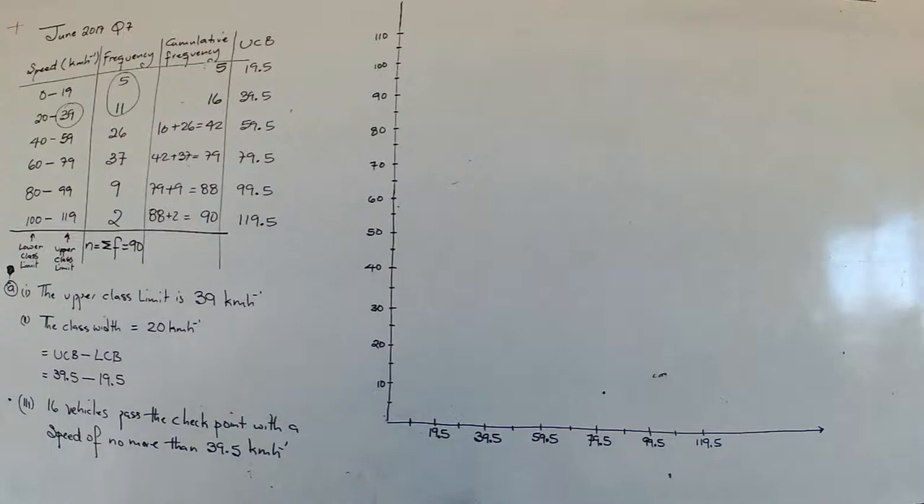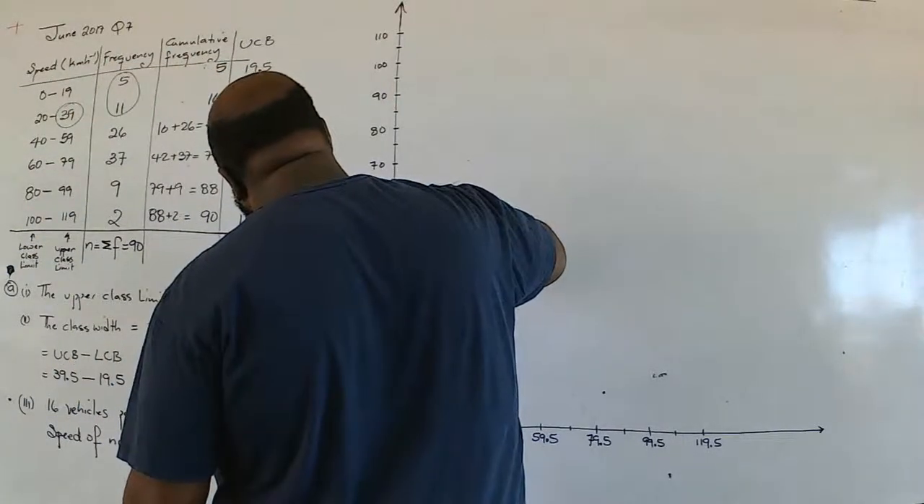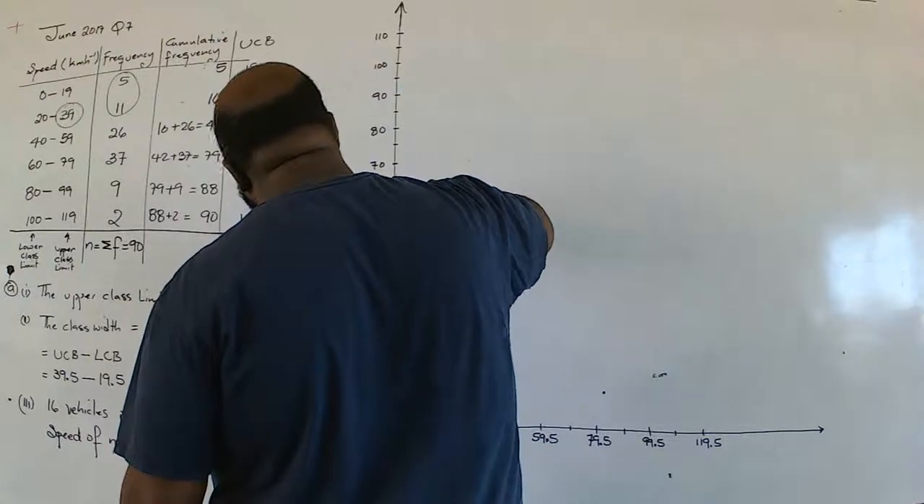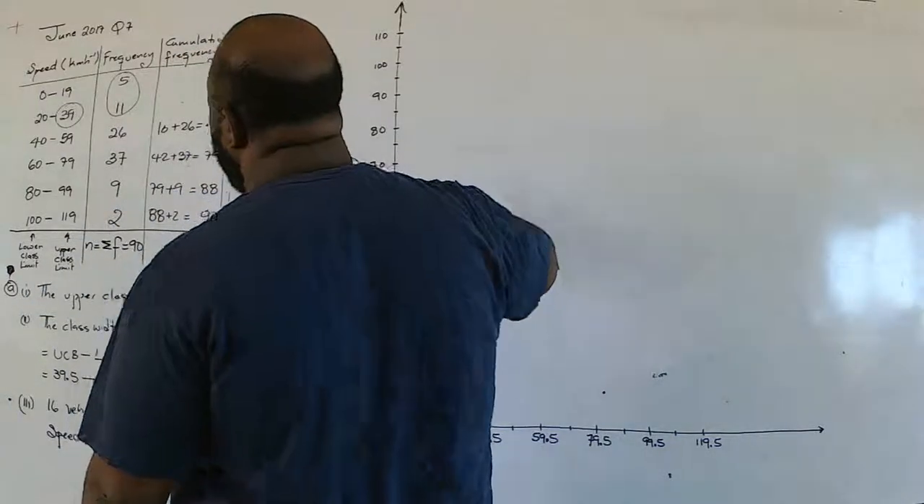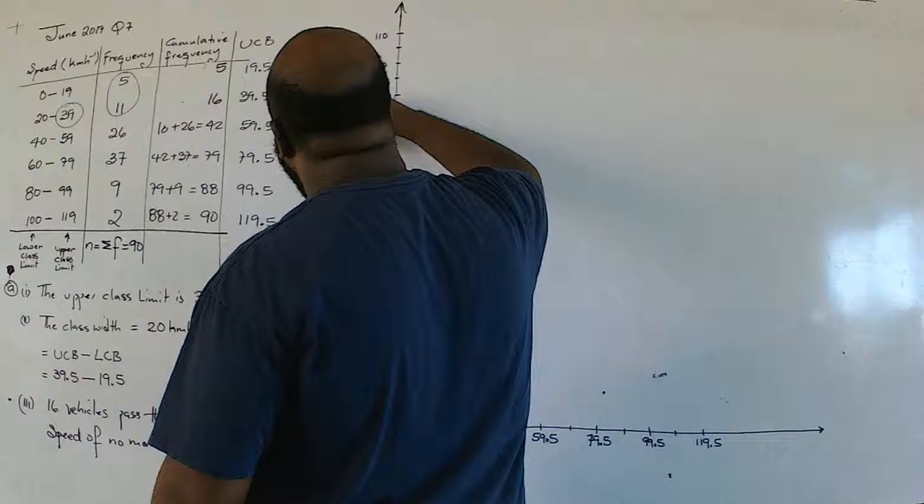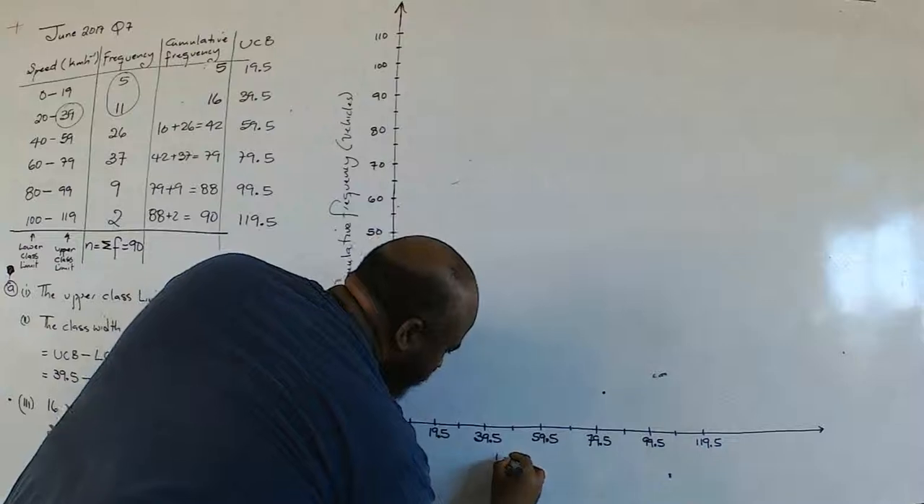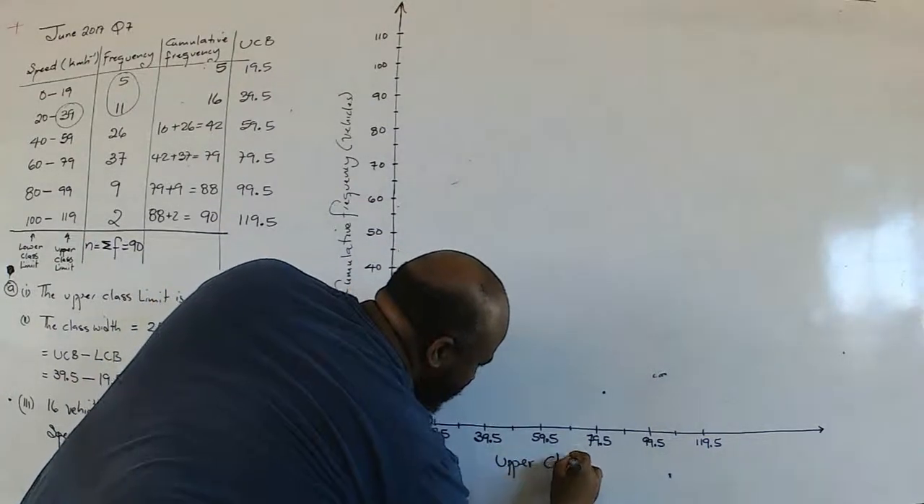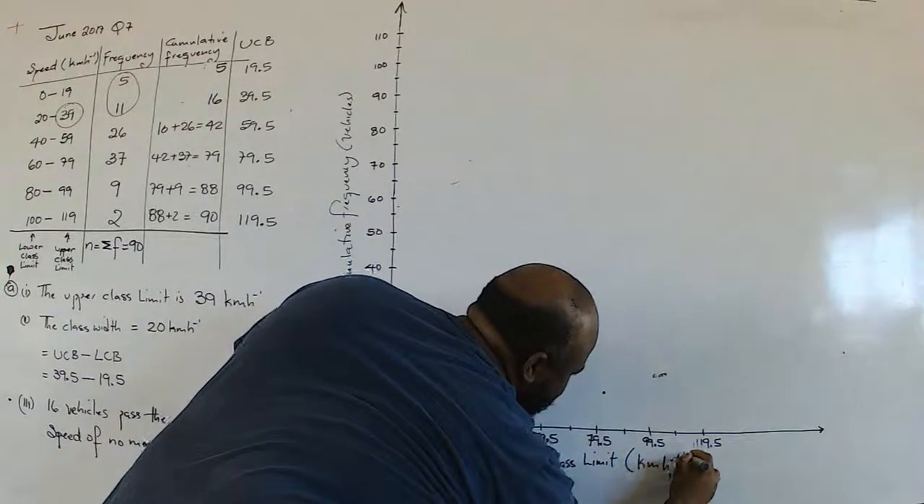Now I need to lose a high. The highest the frequency went is 90. Let it stay. So over here we have cumulative frequency, and cumulative frequency is vehicles. And down here it's the upper class limit, and this is kilometers per hour.